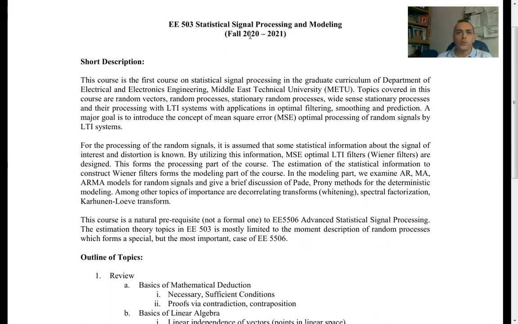The course involves, as you can imagine, some processing part. This is the processing of random signals and the statistical reasoning, in the mean square error sense, behind it. It also involves a modeling part. The modeling is, you have to have a statistical model to construct this mean square error type of cost function. So we will also describe how to construct such models.